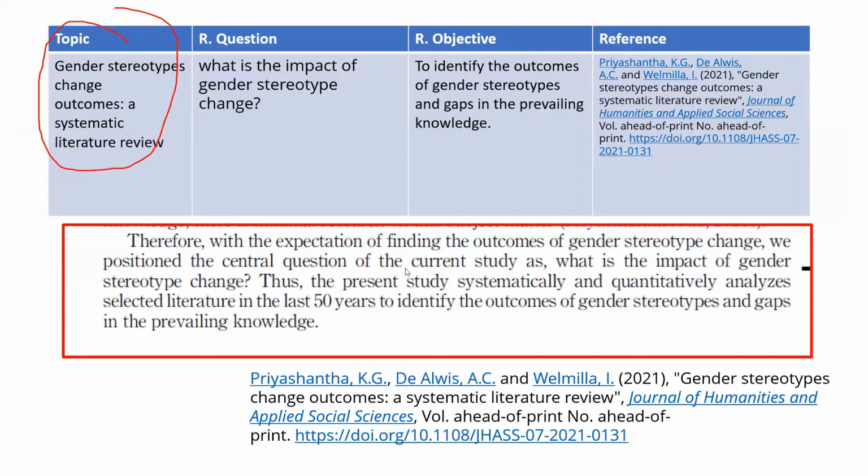And you can find different examples, which have been quoted from one of my articles. This is the gender stereotype change outcomes systematic literature review. This is the question and this is the objective. You can find these in this article that has been recommended in the slide, and the link to this article has been given. This is how I quoted these research questions and research objectives in the article, so you can read them.